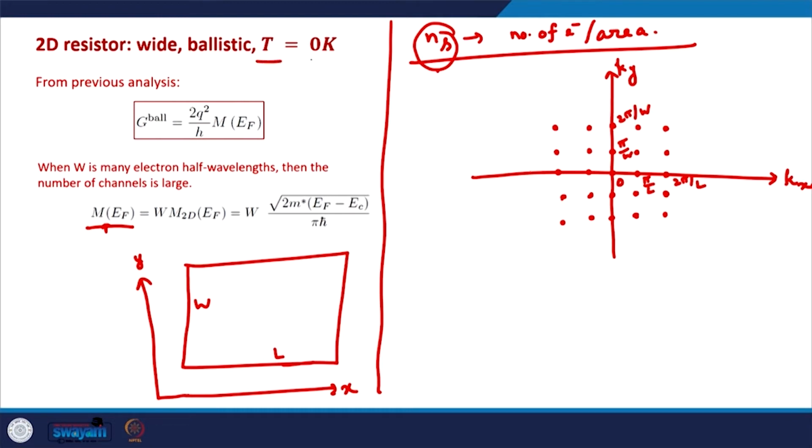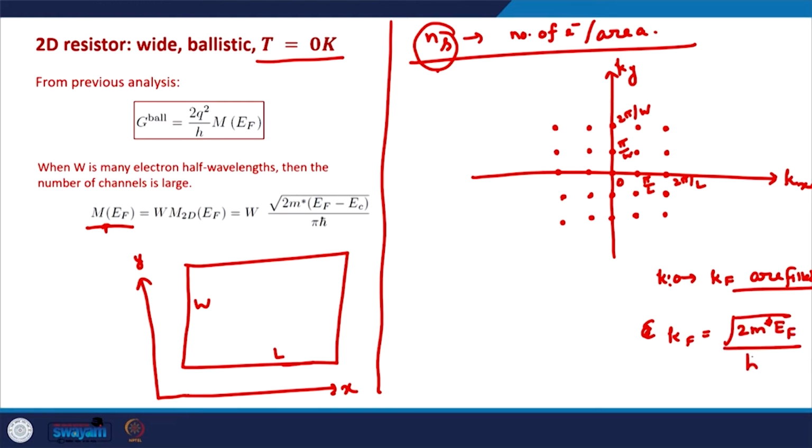And since the temperature is 0 Kelvin, all the energy states up to EF are filled, which means that all the K points up to K equal to Kf are filled. K from 0 to Kf are filled, where Kf is given by square root of 2 m star EF by h bar. This comes from the EK relationship.